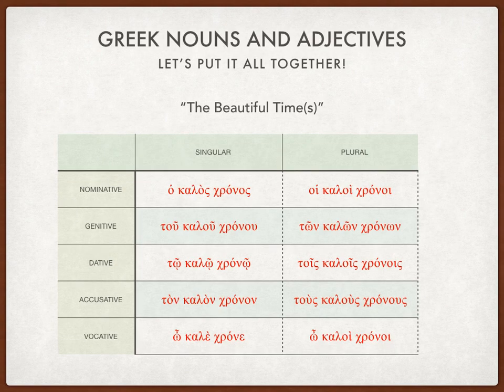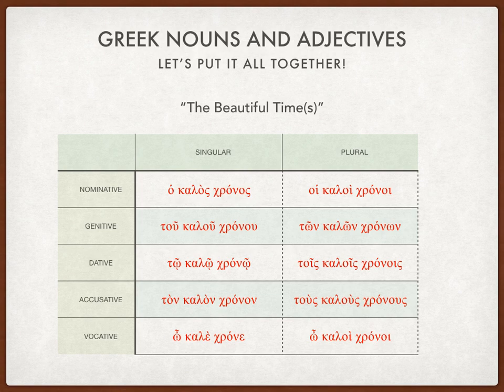So let's put all of this together with some of the examples we saw before. If I want to go back to beautiful time and I want to make sure I have the with it, I just have to use the definite article. Ha kalos chronos is my nominative form for the beautiful time. Tu kalu chronou, of the beautiful time. To kalo chrono, to or for the beautiful time.